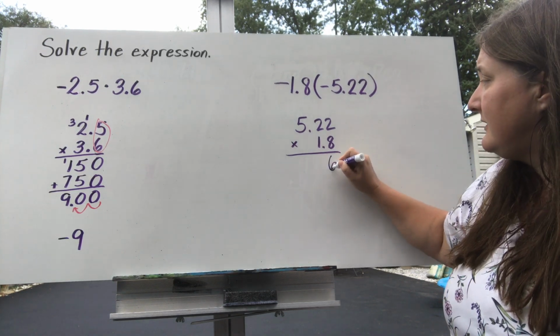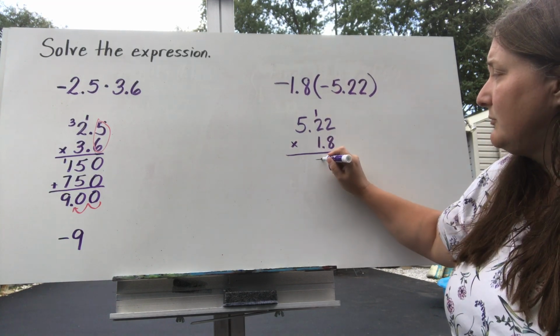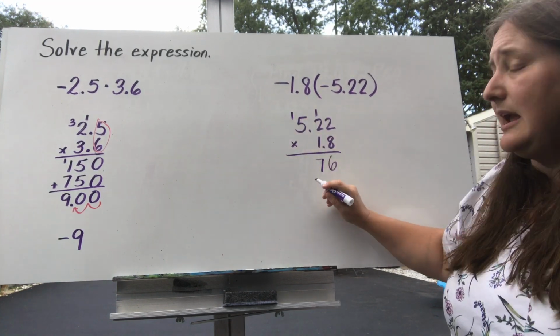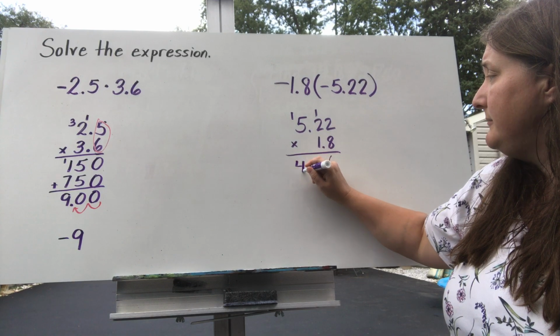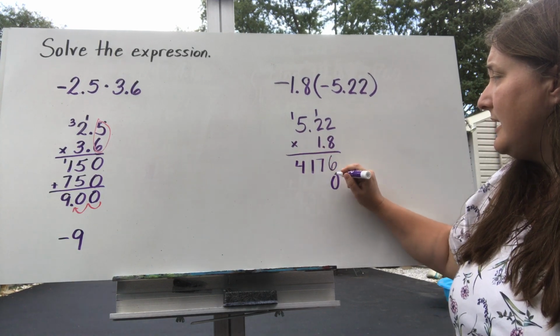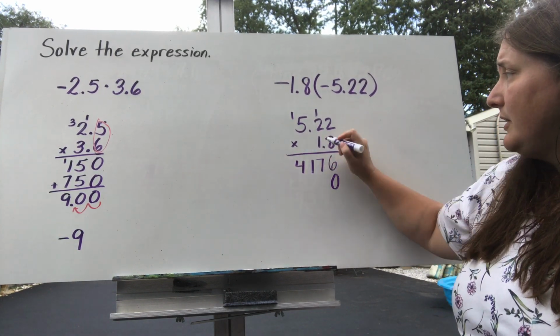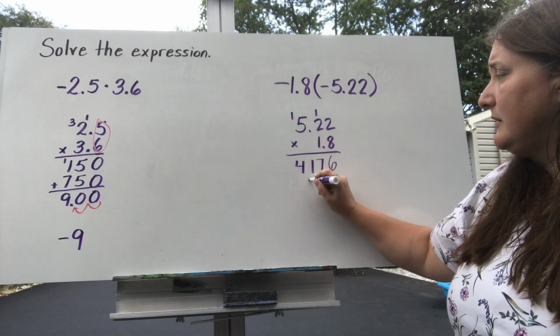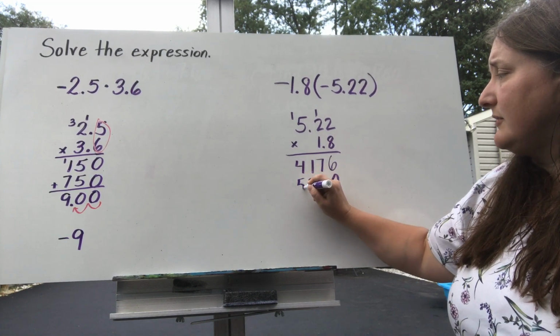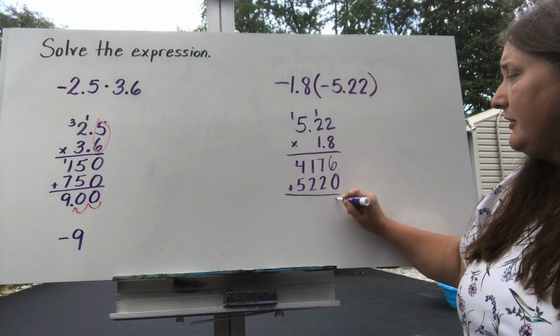8 times 2 is 16. 8 times 2 plus 1 is 17. 8 times 5 plus 1 is 41. I'll start my next line with a placeholder of 0. 1 times 2 is 2. 1 times 2 is 2. 1 times 5 is 5. And I'll add all this up.